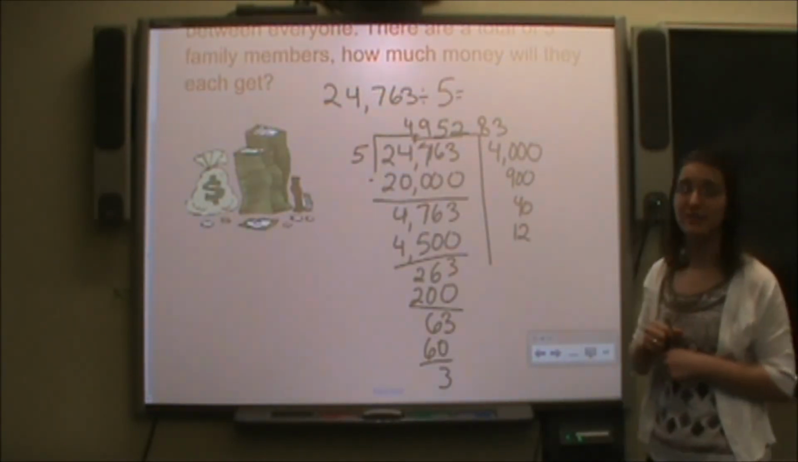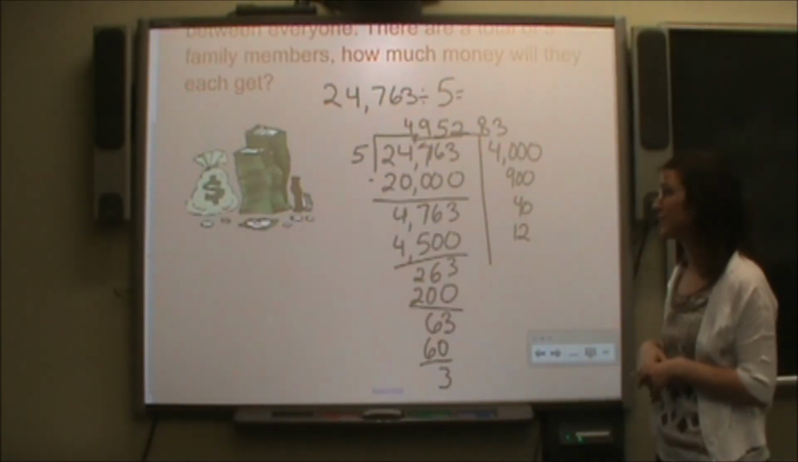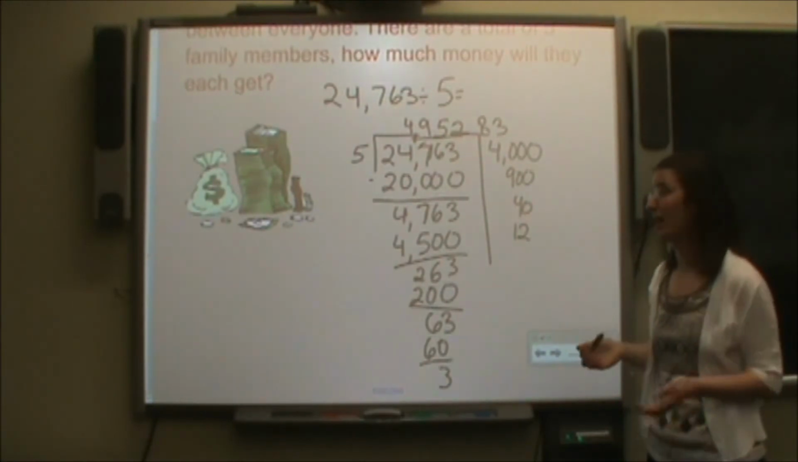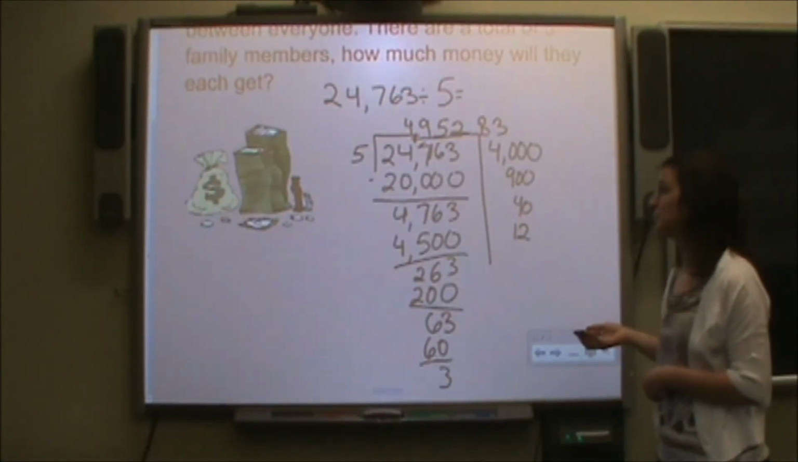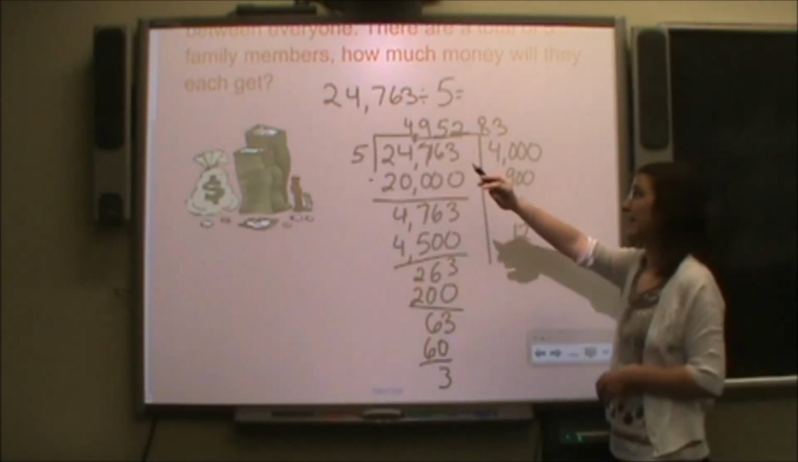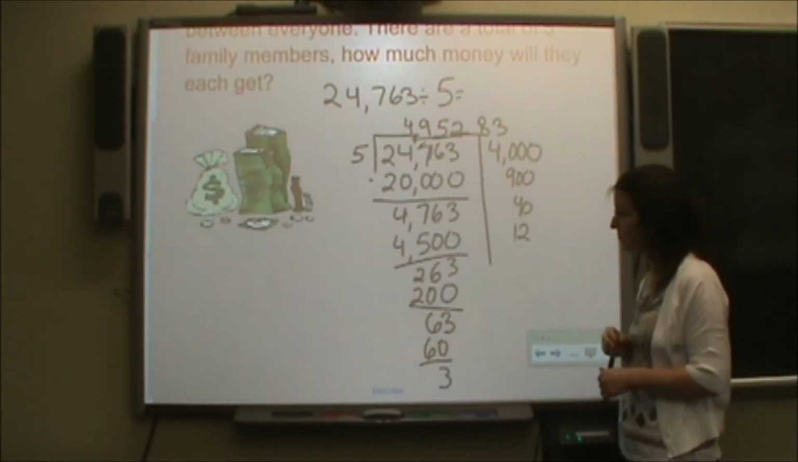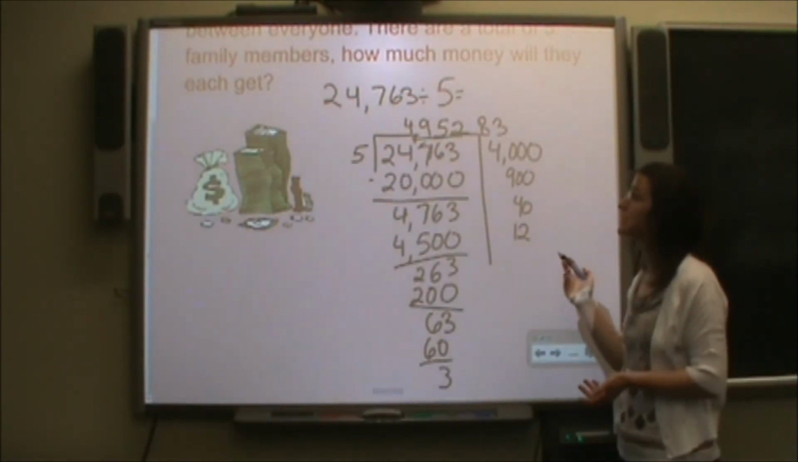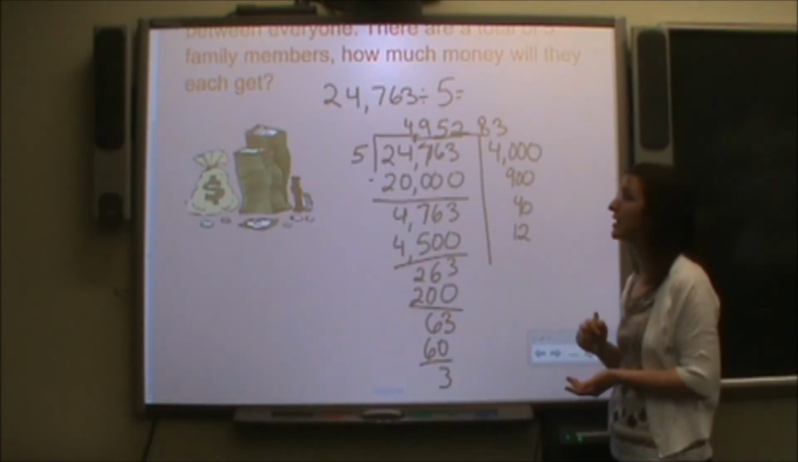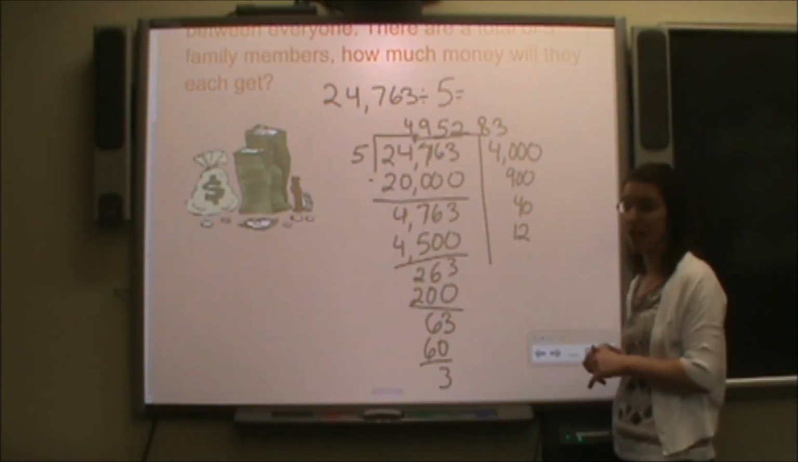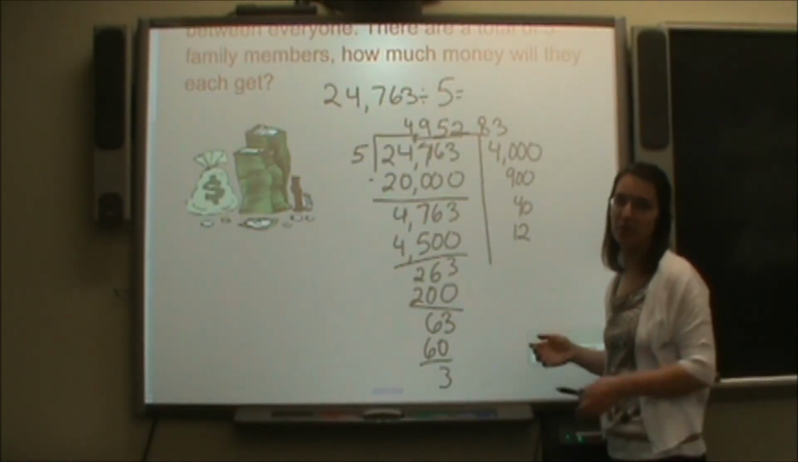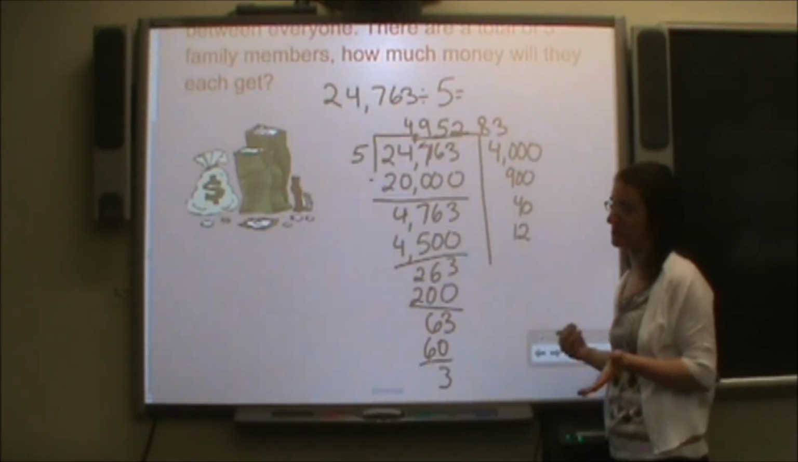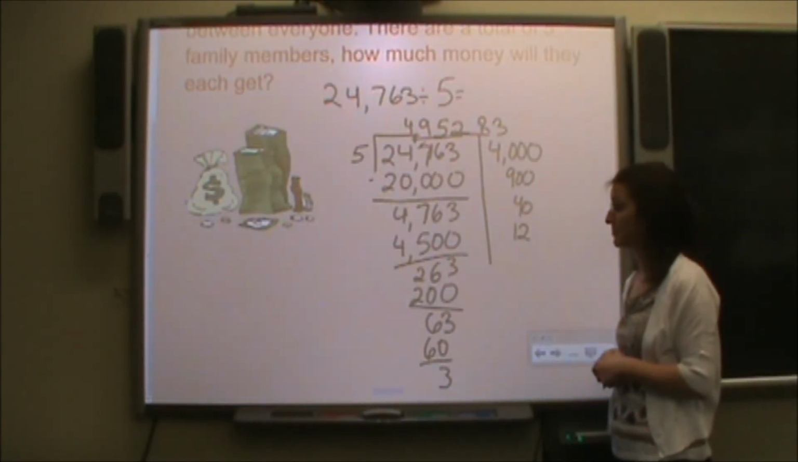Okay, so our division problem is 24,763 divided by 5. So then I put that into the equation up here, and then I solved it using the partial quotients and added my partial quotients together, and I got $4,952 each. And then there's $3 left over that nobody's going to get because it can't be split evenly between 5 people.